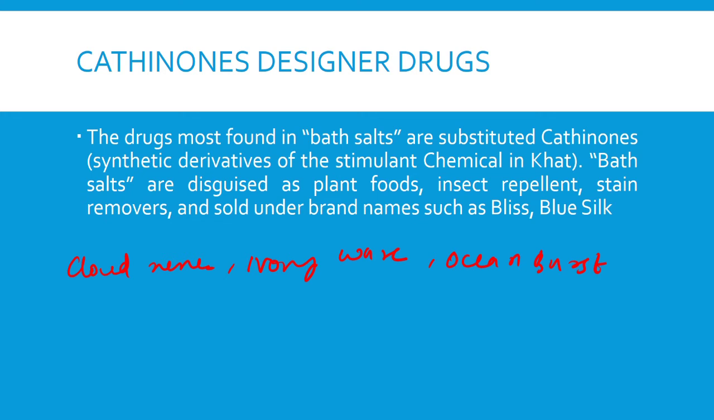These bath salts are substituted cathinones, packed as plant foods, insect repellents, stain removers and so on, in small packets, and they give brand names such as Bliss, Blue Seal, Cloud9, Ivory Wave, White Dove, and they sell these kinds of powders in small packets or foil packages.